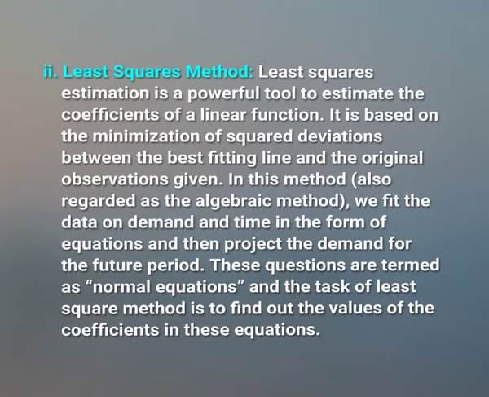Next is least squares method. Least squares estimation is a powerful tool to estimate the coefficients of a linear function. It is based on the minimization of squared deviations between the best fitting line and the original observations given. In this method, which is also regarded as the algebraic method, we fit the data on demand and time in the form of equations and then project the demand for the future period. These equations are termed as normal equations, and the task of least square method is to find out the values of the coefficients in these equations.